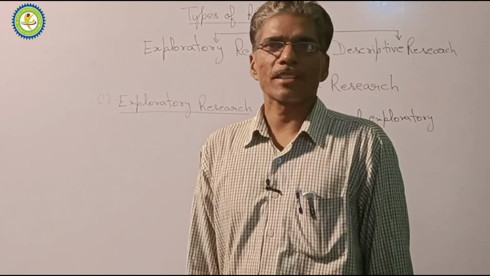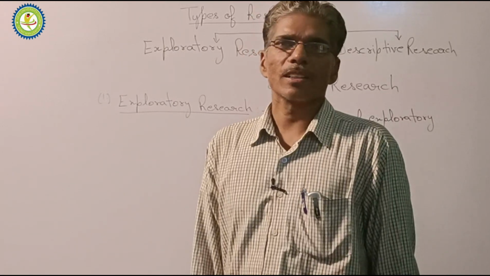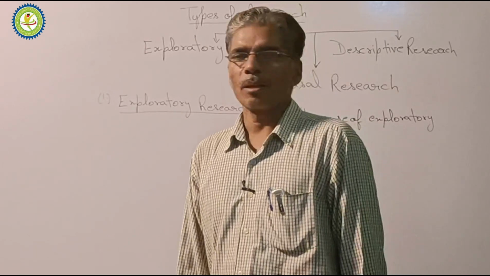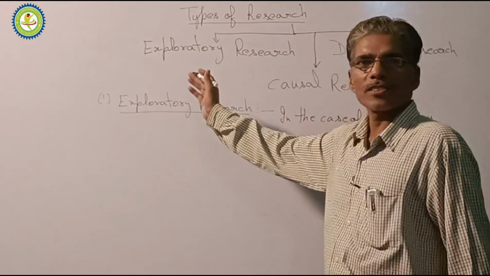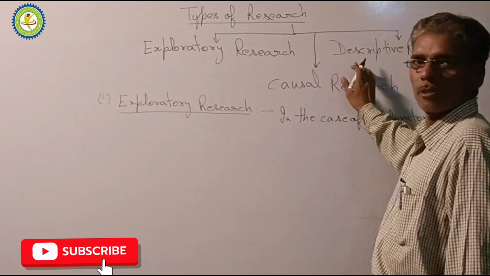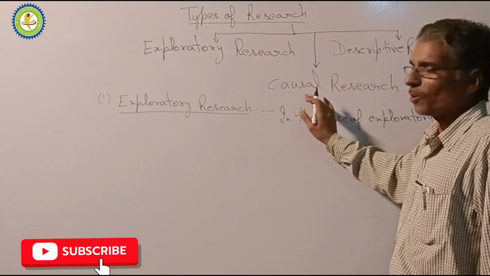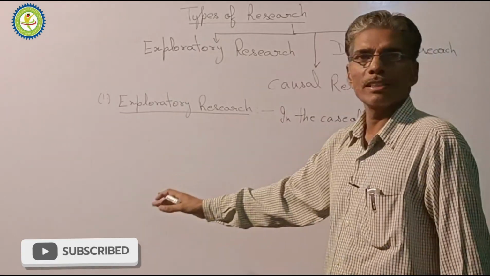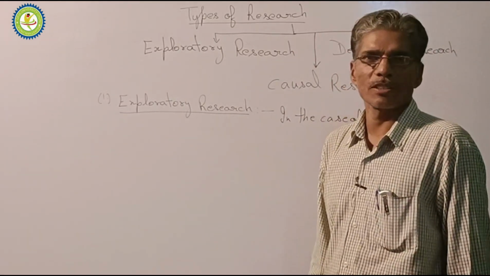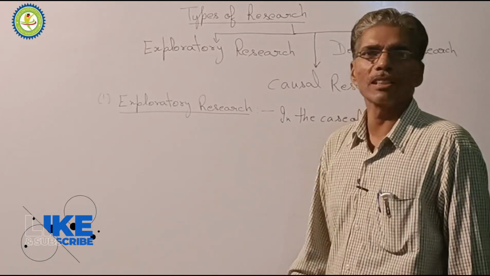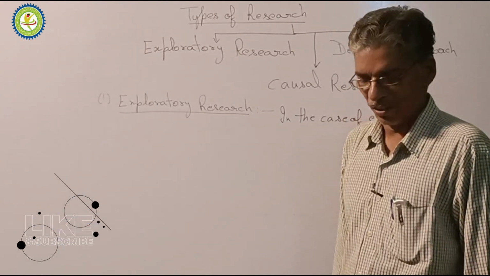So, in today's lecture, we will discuss what are the types of research. There are three types of research. Number one is exploratory research. Number two is descriptive research. And number three is causal research. So, one by one, we will discuss all the three types of research in details and would like to understand what are the basic difference between all three.